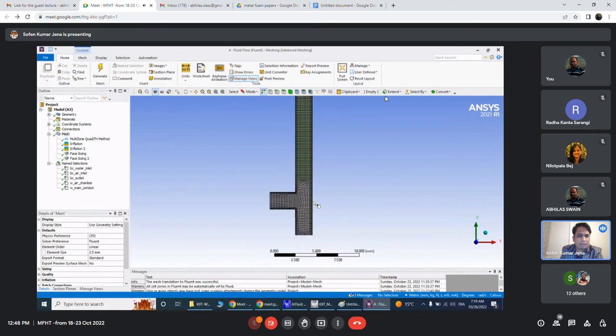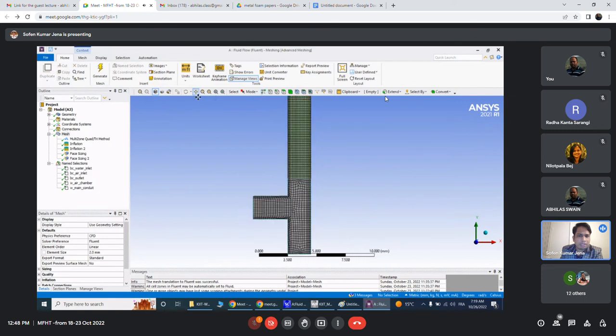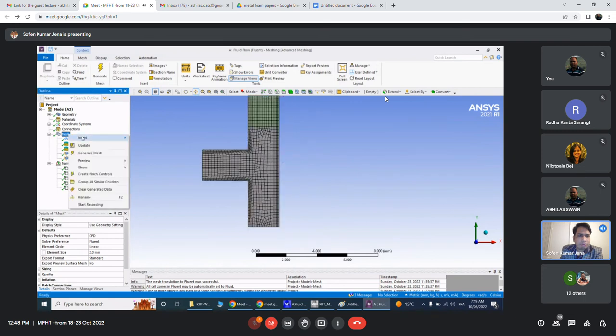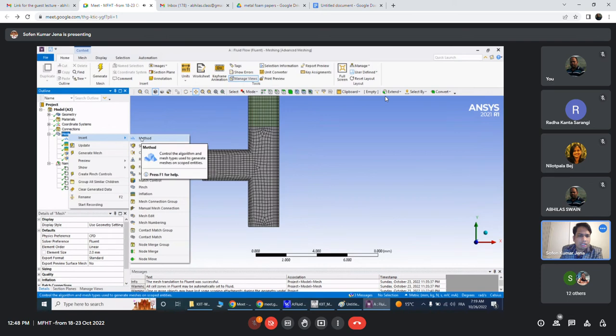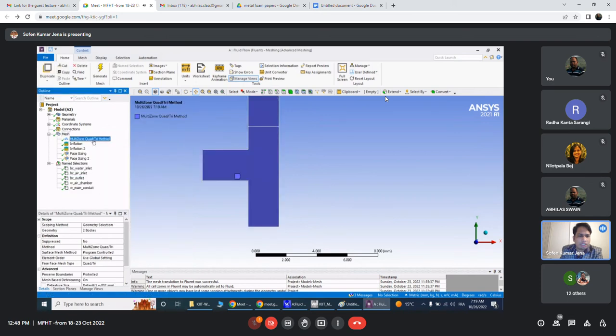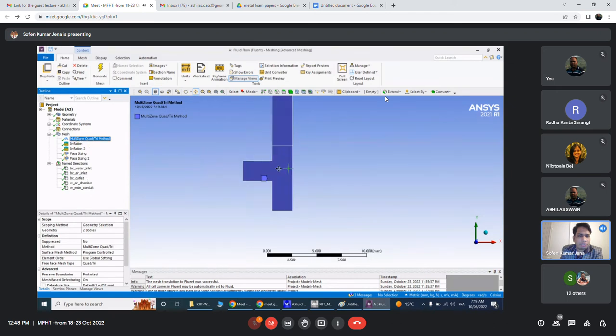This is not a very optimized mesh, but it's a good mesh, and I'll show you the options. Okay. So for the mesh, you go to insert method. Then once you insert the method, it will ask you what method. You just choose the multi-zone method. Multi-zone means you have zone one, zone two. If a number of zones are connected with shared topology, it will consider them and make a quad/tri mesh.